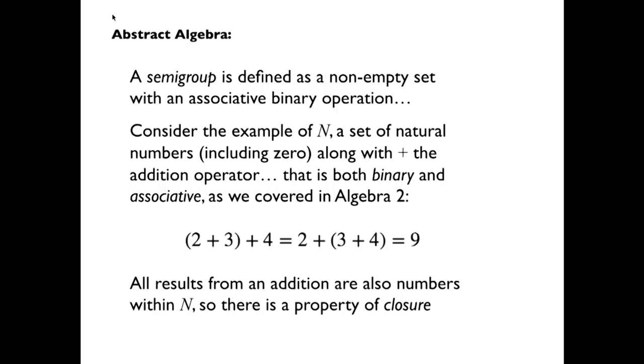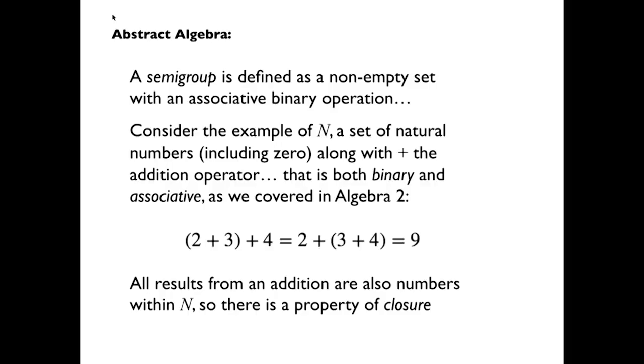So drilling down into these, the first one I'm going to talk about is called a semigroup. It's defined as a non-empty set with an associative binary operation. So let's consider an example. Let's just take natural numbers, including 0. So let's say 0, 1, 2, 3, 4, 5, 6, 7, 8, 9, and the negatives as well. We'll take that as our set, and then for our associative binary operation, we'll use addition. Very simple case, the addition operator. And it's binary and associative.